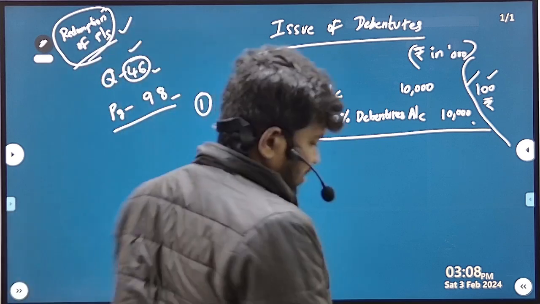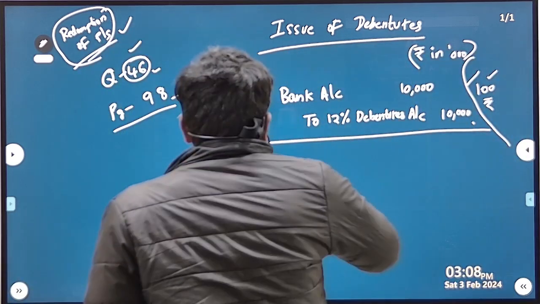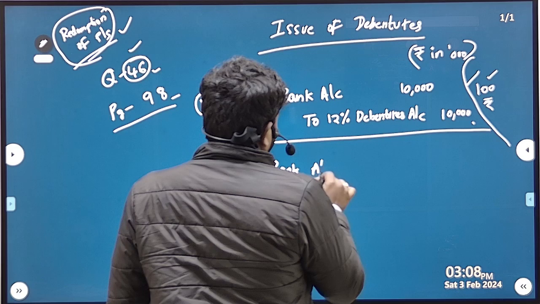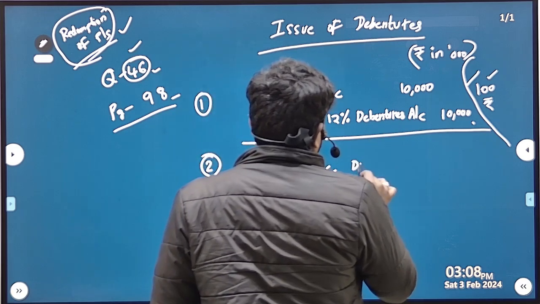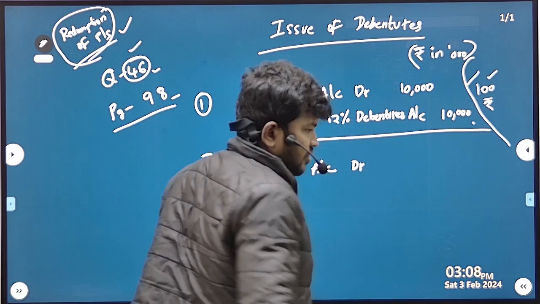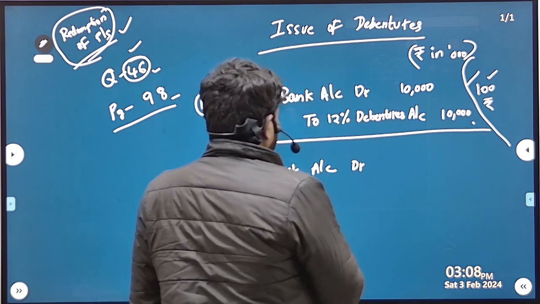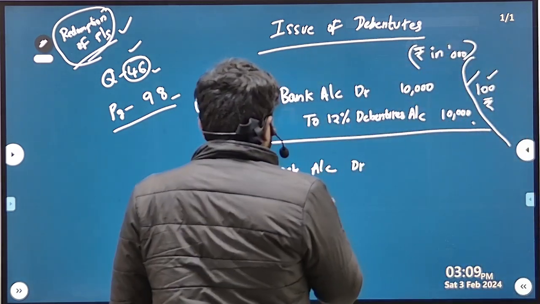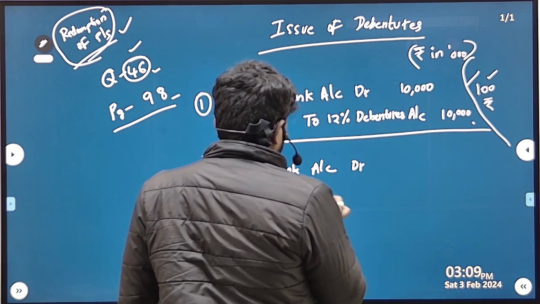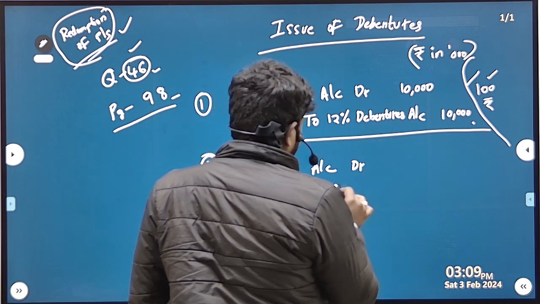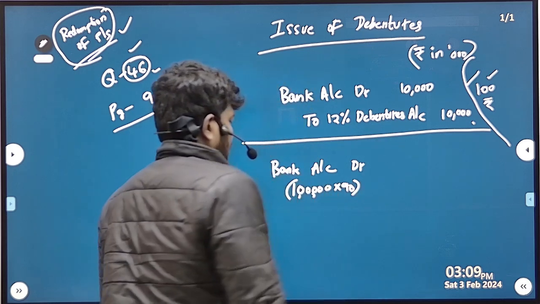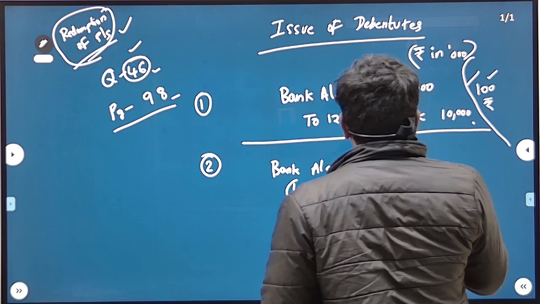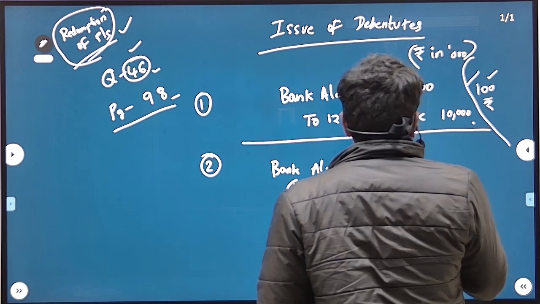Issued at 10% discount. Yes or no? So bank account debit. How much? Bank account debit how much? Issued at 10% discount. 90 rupees. 1 lakh shares, 1 lakh debentures, sorry, into 90 rupees. How much is the amount? 90 lakhs. In thousands? 9,000. Very good.